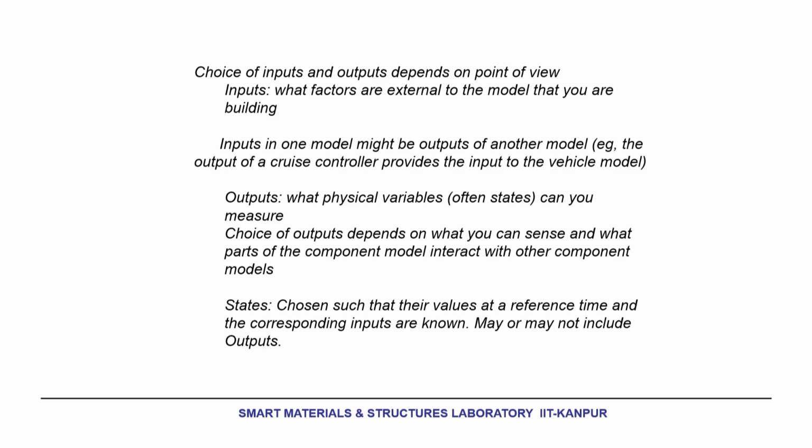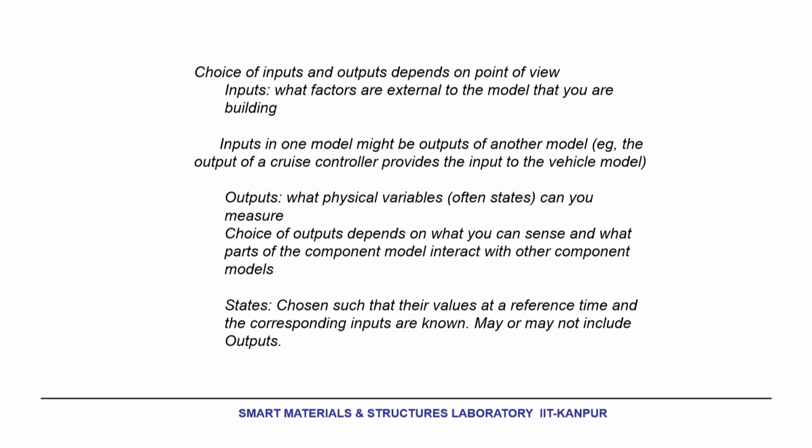Now, one thing you have to keep in mind is that the choice of inputs and outputs depends on the point of view. You have complete freedom to do that. Input is whatever factors are external to the model, and output is whatever physical variables you are actually trying to measure. When we go for state space, we will not look at the output directly, but at the exact parameters required to describe the dynamics of the system, such that it is a minimum set of parameters to describe all the energies involved in the system.